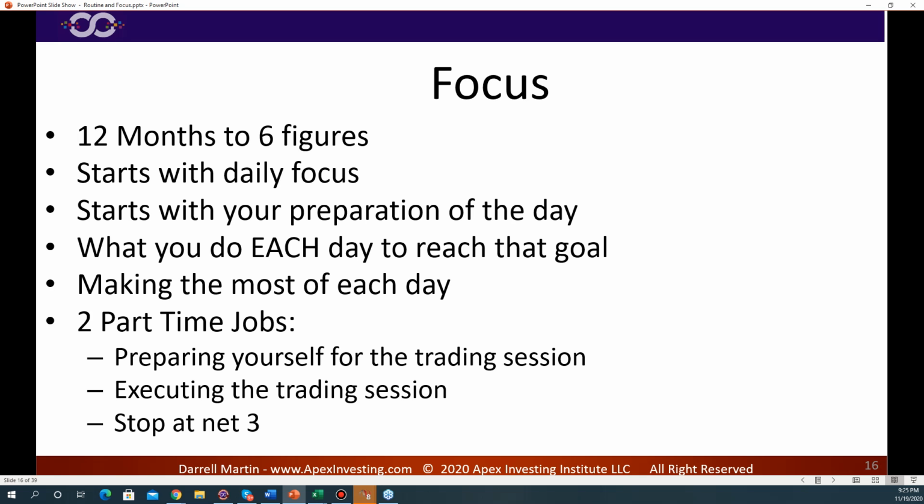I want you to take a step back and start to look at your trading career and your daily trading. I want you to break it in half, and look at it as two separate part-time jobs. Your first part-time job of the day is preparing yourself for the trading session. Preparing yourself properly for the trading session is a whole job in itself. And then your next part-time job is actually executing that trading session. And then, according to the Apex 3-6 plan, we stop when we're up net 3 trades.